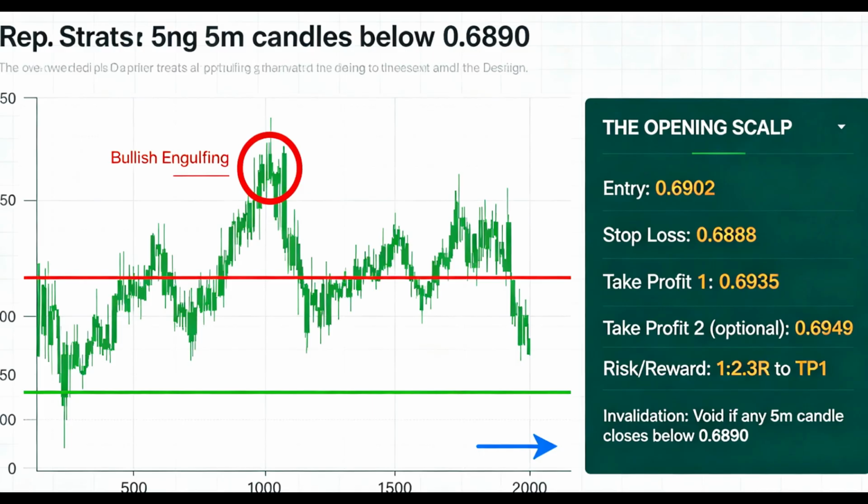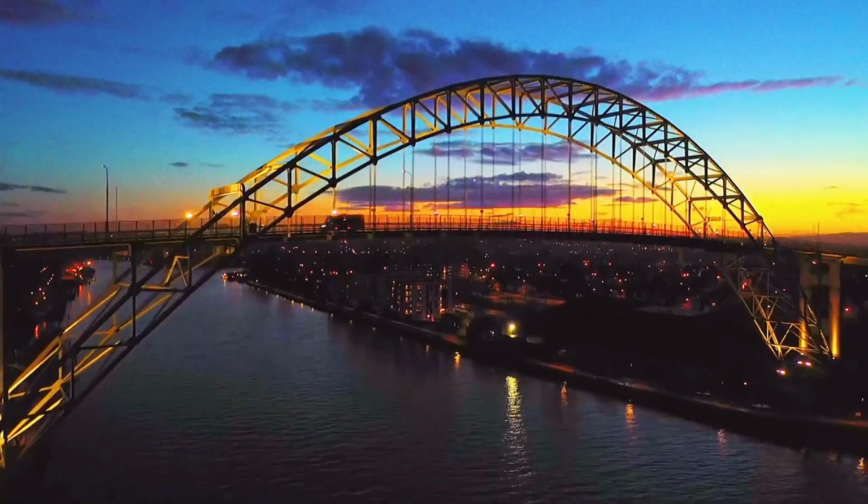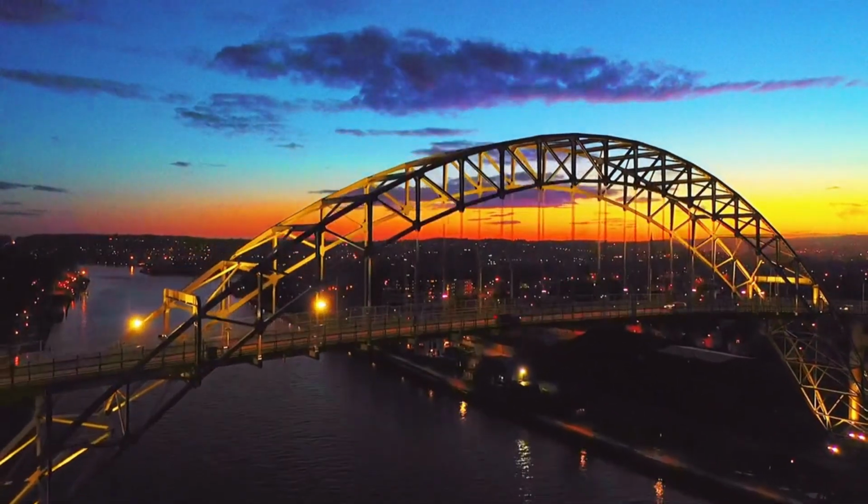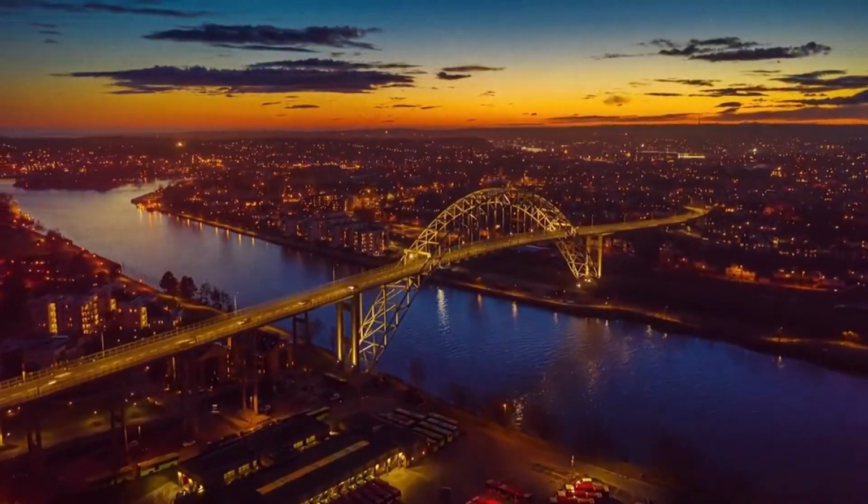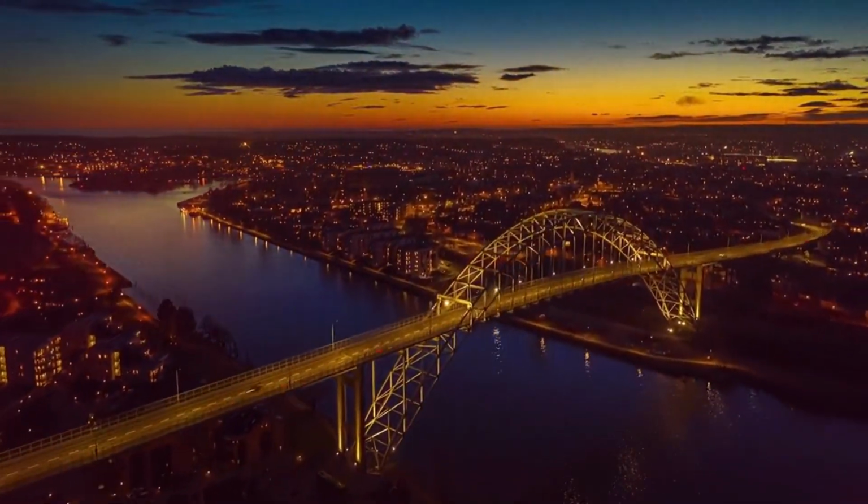1:2.3 R to TP1. Invalidation: void if any 5M candle closes below 0.6890. Strategy 2: the liquidity grab, scalping counter noise. This is the nastier setup, the one that preys on the breakout traders.